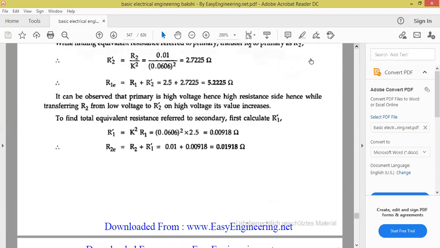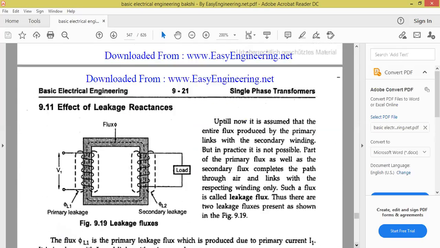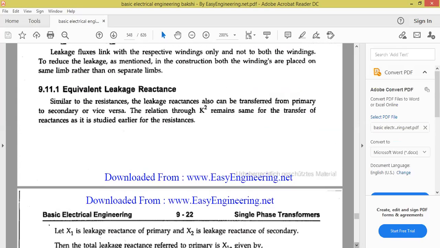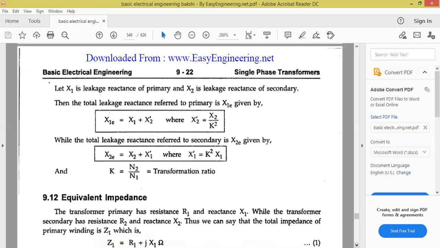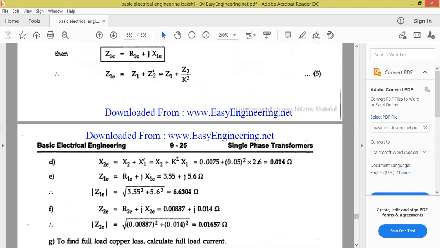For resistances also, R01 or R1E is a combination of R1, the primary winding resistance, plus the equivalent resistance referred to the primary, which is R2 dash equal to R2 by K square. Similarly, R02 is equal to the secondary winding resistance R2 plus R1 dash, which is K square into R1. Now, in this particular class, we are going to concentrate on efficiency and problems on efficiency. In order to understand efficiency, you must know this particular formula, and similarly the impedance.